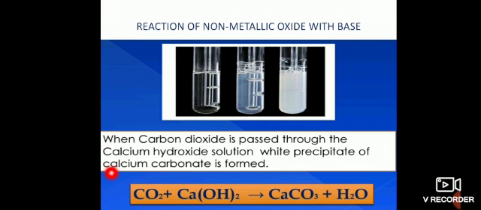Next, reaction of non-metallic oxide with base. Dear children, when carbon dioxide is passed through the calcium hydroxide solution, you can see the white precipitate of calcium carbonate is formed in the third test tube.